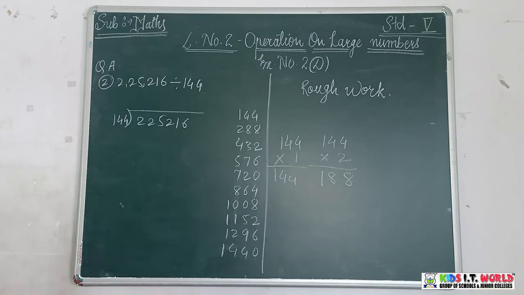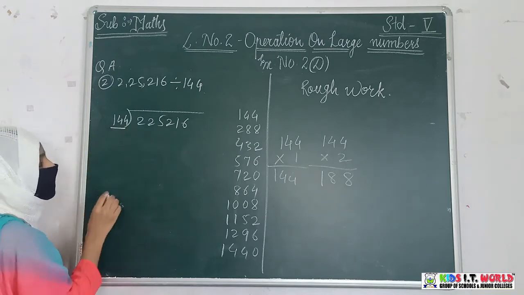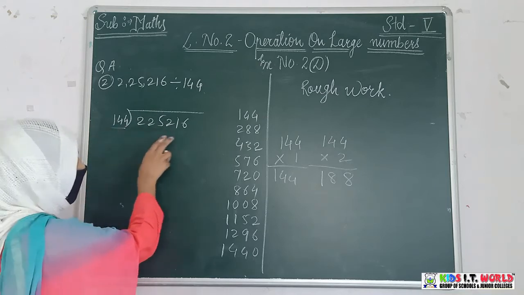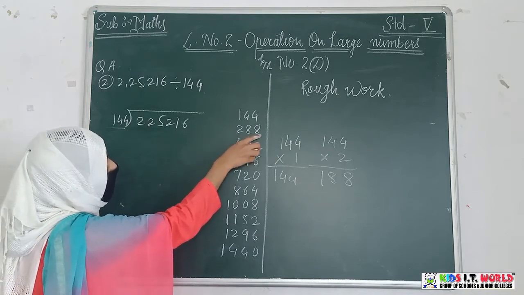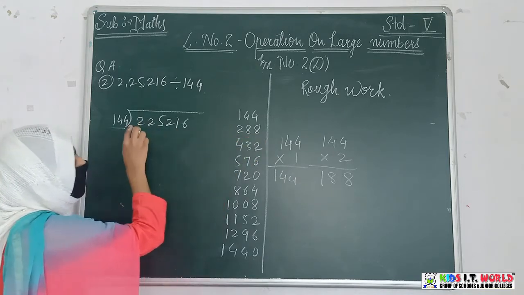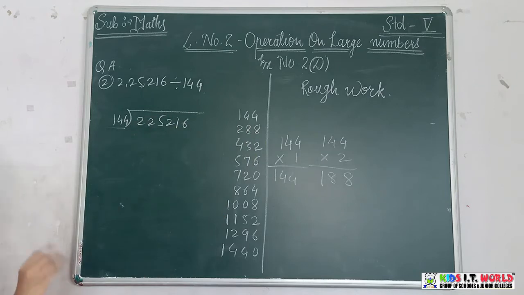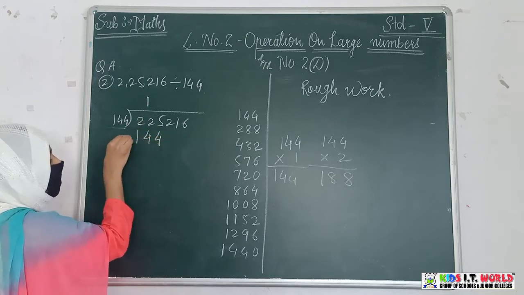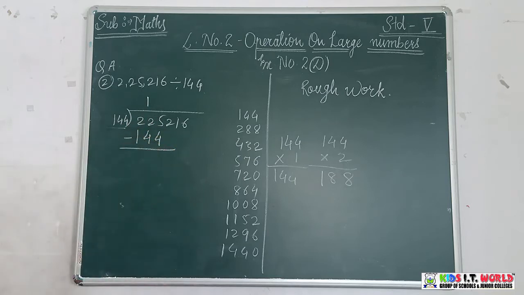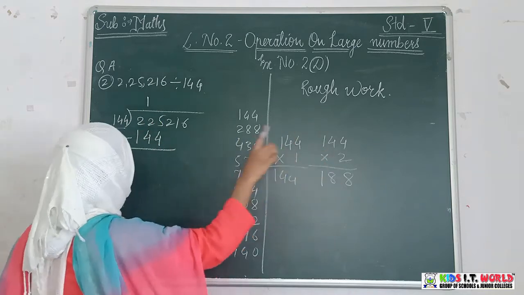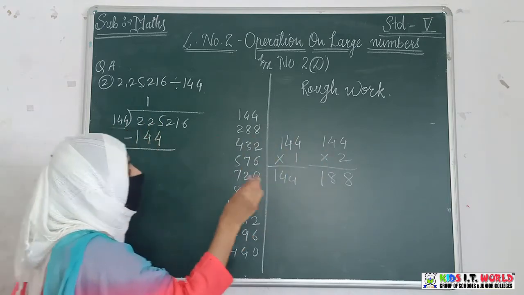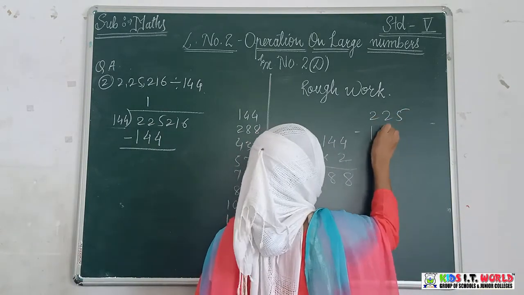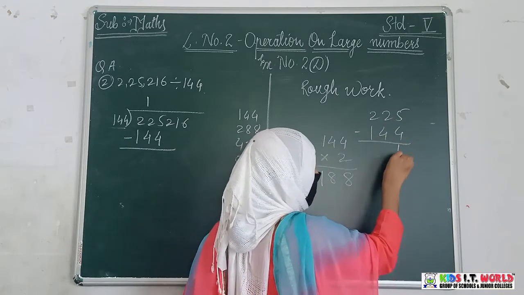In the first process, as this number has 3 digits, you will divide these 3 digits. In the 144 table we don't have 225. Directly we have a greater number, 288, than 225. So we will divide it by 144 1s are 144. Now the next step, do the subtraction in rough form. We have to subtract 225 minus 144. Here 5 minus 4 is 1.